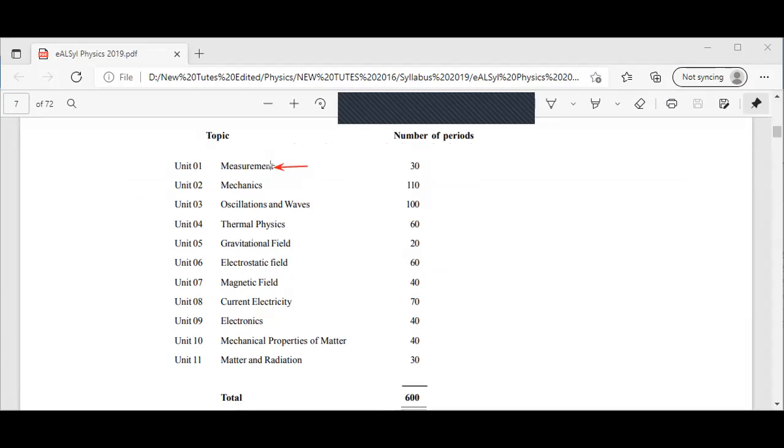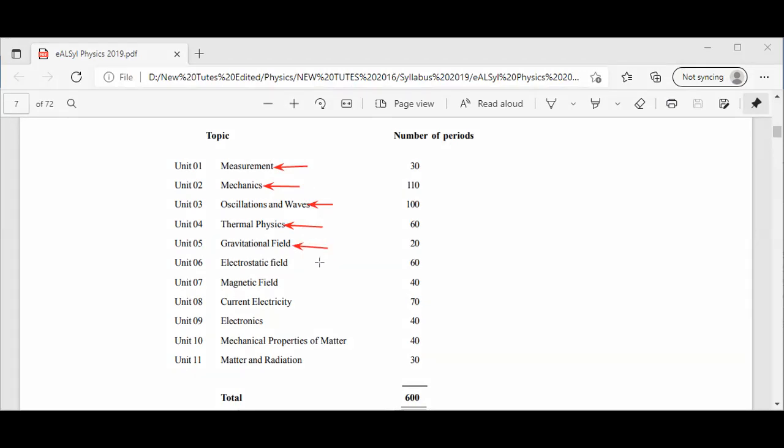Measurement, okay. Mechanics, we have completed. Oscillation and waves, okay. Thermal physics, it means the heat lesson, completed. Gravitational field, we have completed. Electric field, we have completed. We have started magnetic field, but we have not completed it yet. Mechanical properties of matter, elasticity, viscosity, surface tension, we have completed. 90% of matter and radiation completed.